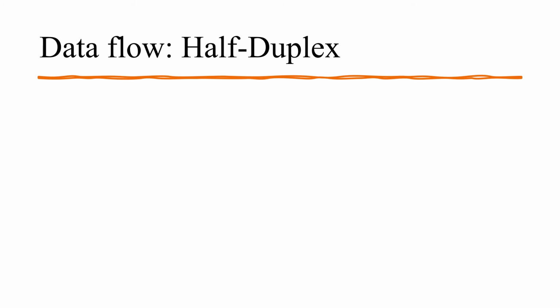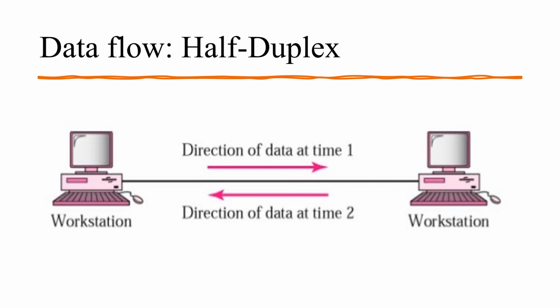The second type of data flow is half duplex. The half duplex mode is visible on the screen. In half duplex mode, each station can both transmit as well as receive, but not at the same time. When one device is sending, the other can only receive and vice versa. In half duplex transmission, the entire capacity of the channel is taken over by whichever of the two devices is transmitting at that particular time.